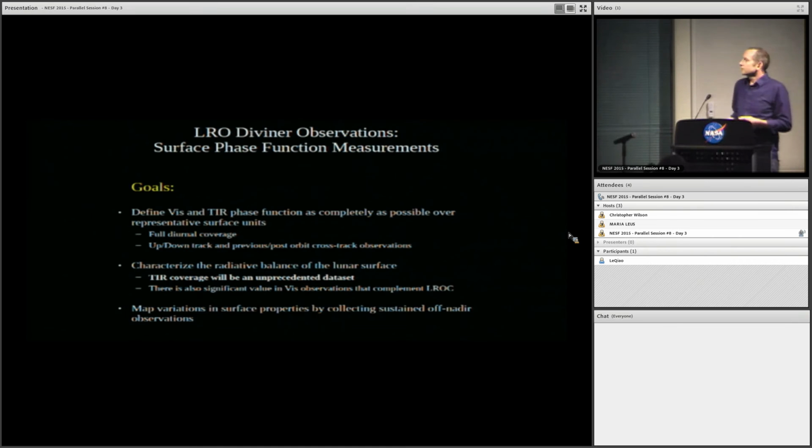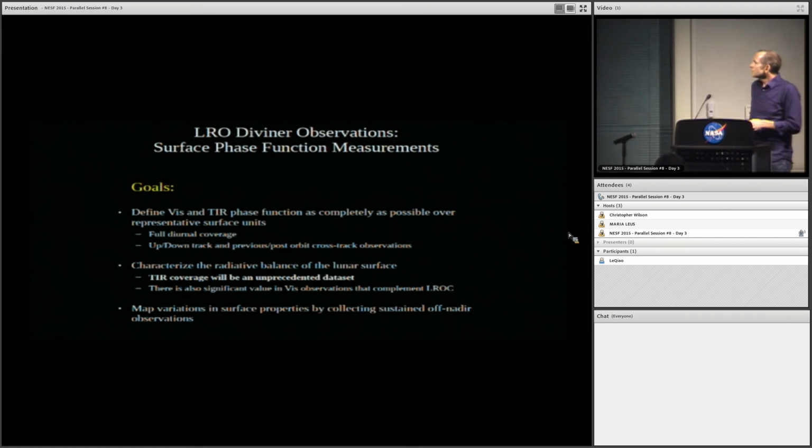characterize the radiative balance of the lunar surface. It will define the phase function of the lunar surface, and the thermal infrared coverage will basically be an unprecedented data set. I don't think that we've collected anything quite so complete prior to this. And there's also significant value in the visible wavelength observations from our visible wavelength channel that will be highly complementary to the LROC data sets as well.